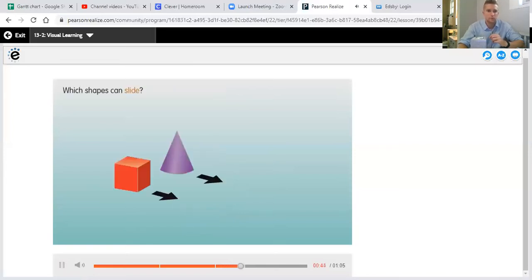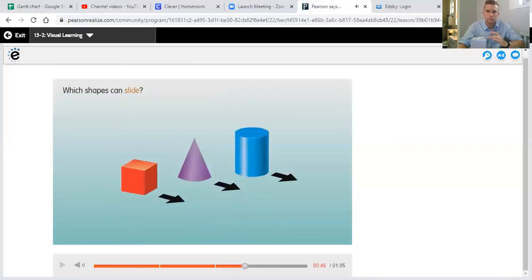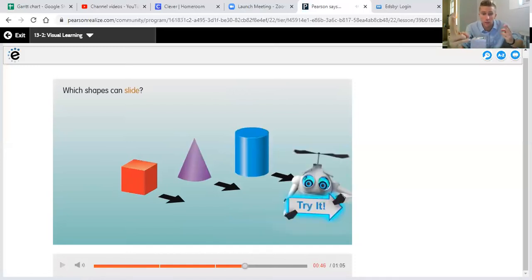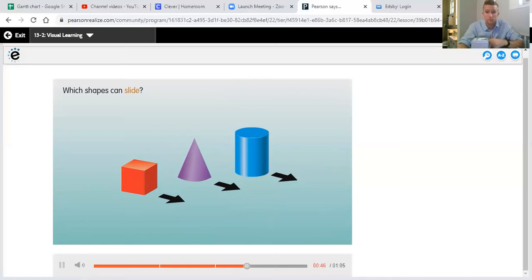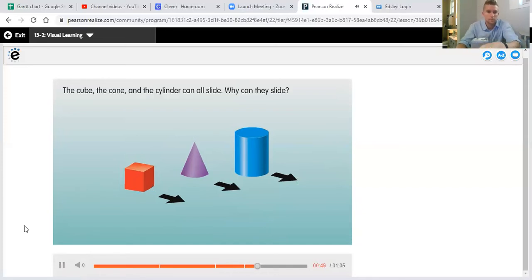Which shapes can slide? Okay, now we did our two-finger test, and we pushed them shapes. We pushed this cube, we pushed the cylinder, and I told you the cone has a flat side, so the cone can slide as well. The cube, the cone, and the cylinder can all slide. Why can they slide?